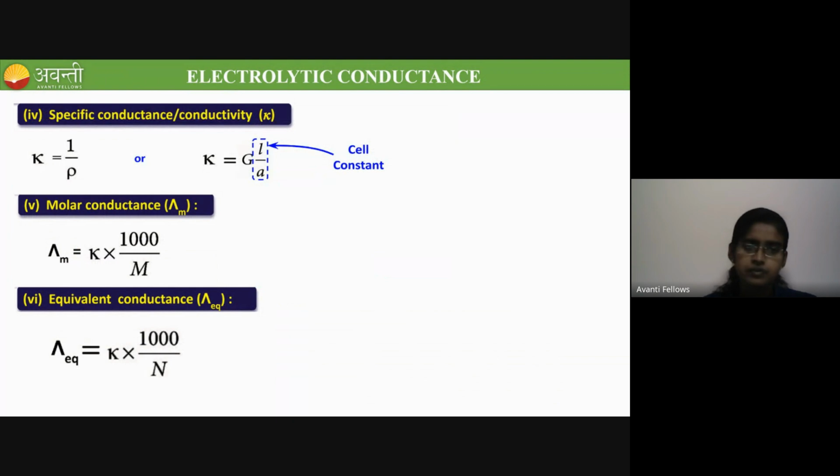And molar conductance, lambda M, is equal to kappa into 1000 by M, where 1 mole of the substance is giving, no? So it is 1 by M. And for equivalent conductance, it is 1000 by N. N denotes the number of gram equivalents of the substance. So lambda EQ is equal to kappa into 1000 by N. So these are the 6 formulas you are going to study from the electrolytic conductance topic.